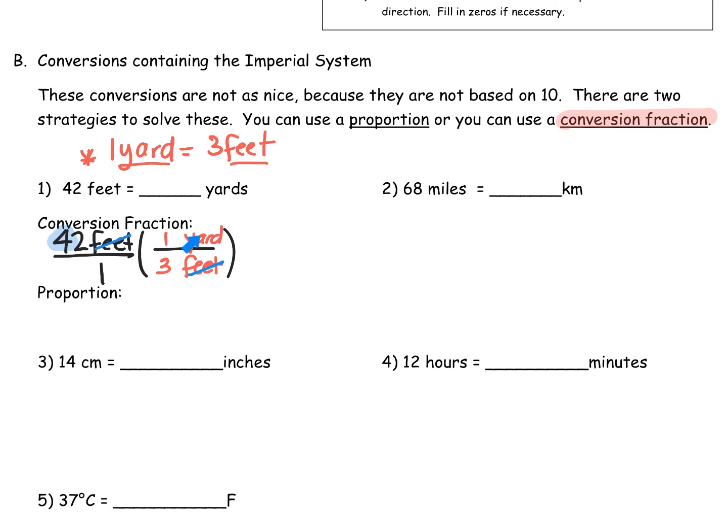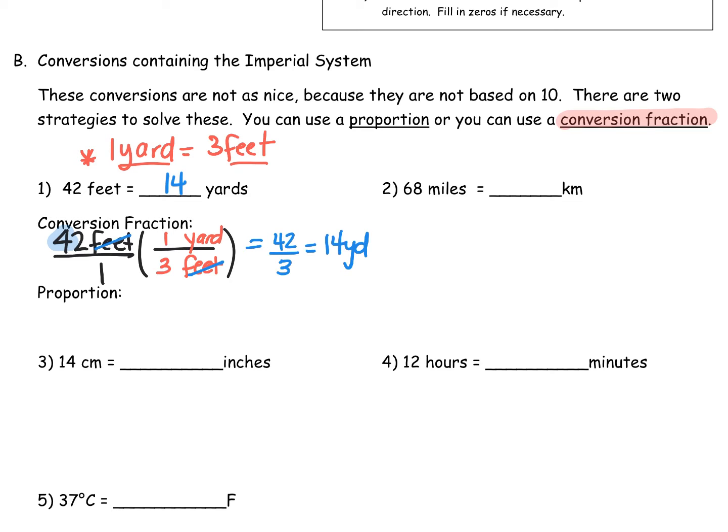I multiply across the top. 42 times 1 is equal to 42. And on the bottom, 1 times 3 is equal to 3. And 42 divided by 3 is equal to 14 yards. Okay, so my answer is 14 yards. So that's one way of doing it.